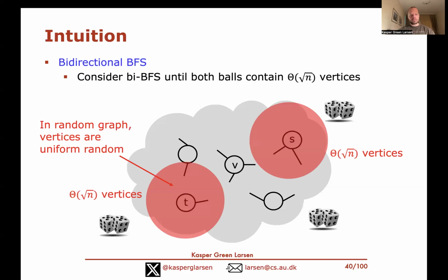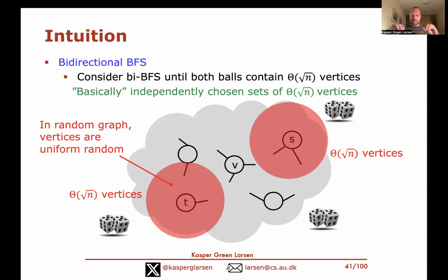So let's look at the set of vertex IDs that fall inside the ball around the destination T. Well, if this is a random graph, the IDs of these vertices are just uniformly random. It's a uniform random, square root n size subset of vertex IDs. The same goes for the ball around S. This is not formally true, but it's almost true: these two sets of vertices are almost independently chosen sets of square root n vertices. It's not exactly true, but morally this is true. So you just grow these balls, and you get random IDs inside each of these balls.